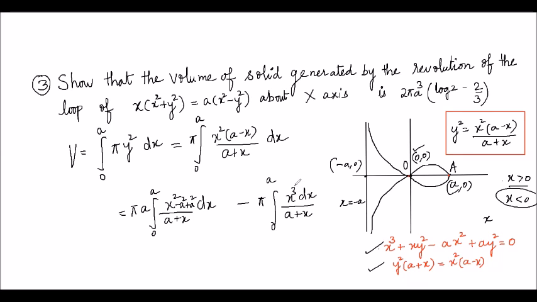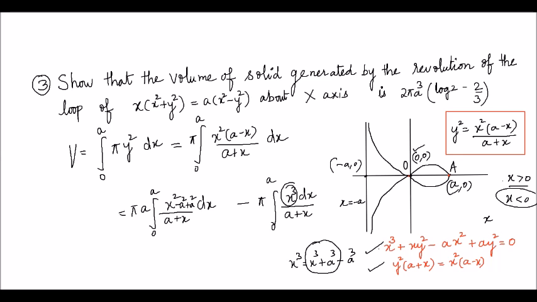So what we'll be doing here, we will be writing this x cube. I'm just giving you a hint here. We will be writing this x cube as x cube plus a cube minus a cube. And we will be using the formula on this x cube plus a cube, the formula of a cube plus b cube. And in that way, we will be able to cancel out this x plus a. So in this way, you can proceed further and you can simplify these two integrals, and you can prove that the volume will be 2 pi a cube log 2 minus 2 by 3.